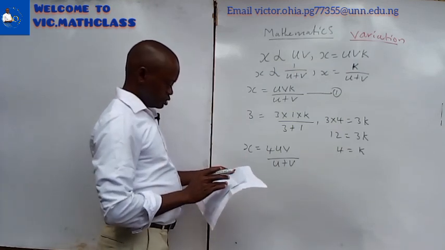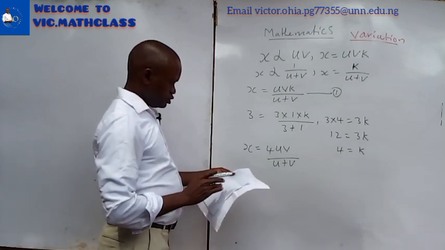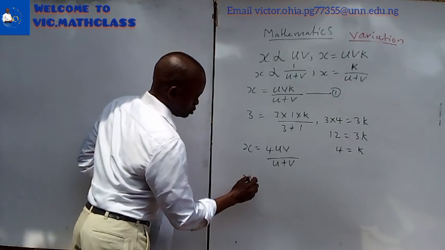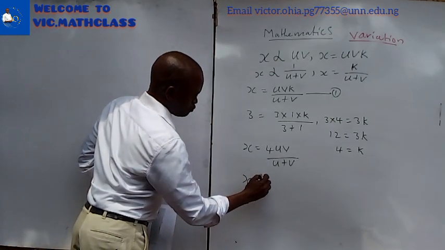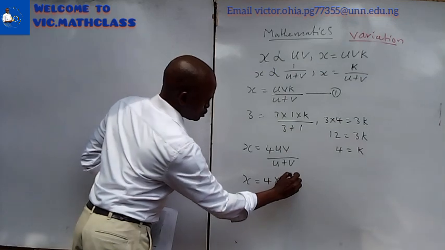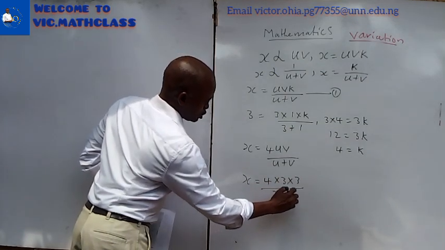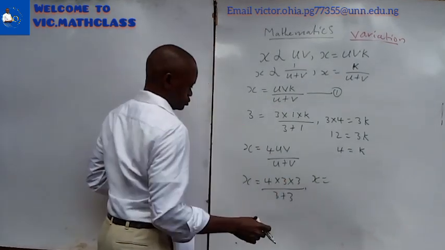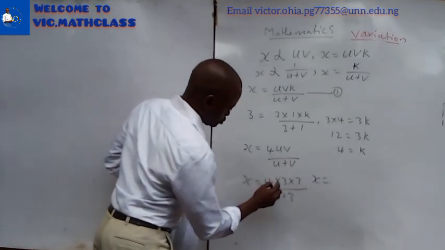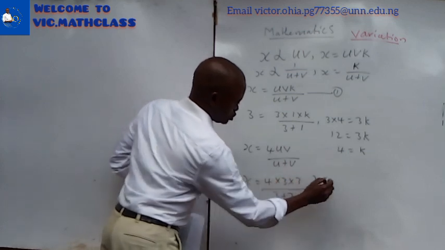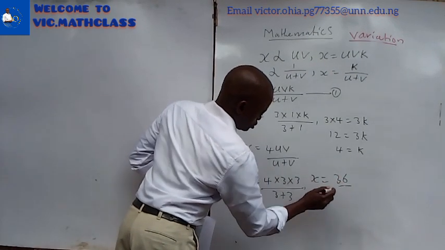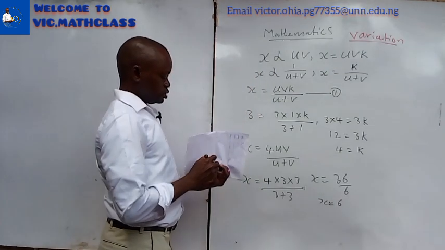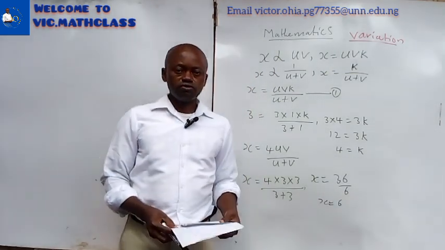The second part of the question says, what is the value of x when u is equal to 3 and v is equal to 3? So x will simply be 4 times 3 times 3 all over 3 plus 3. This is 9 times 4, which is 36, over 3 plus 3, which is 6. So x is equal to 6. So this is a typical JAMB question on variation.